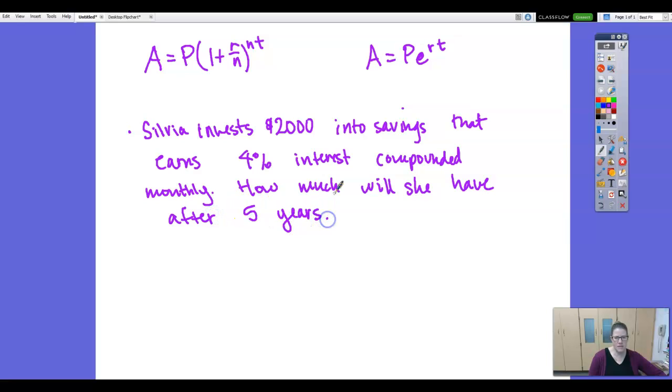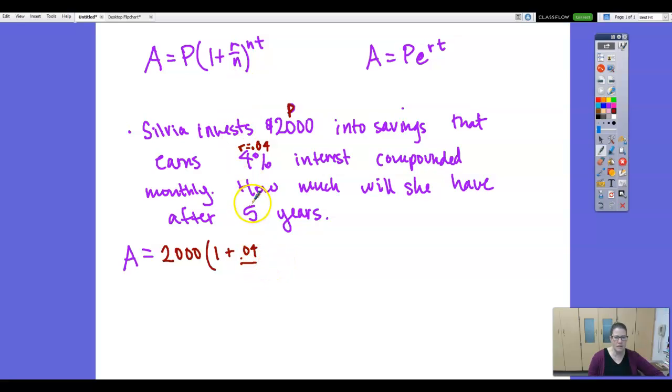Okay, so let's see what would happen if you had $2,000 laying around. You put it in a savings account that has a compound interest of 4%, compounded monthly. So here, A is going to be the amount we're looking for, right? Our P is 2,000, because that's the initial investment. That's how much she's putting in. So I'll put 2,000 out front of our parentheses. We have 1 plus. Then our interest rate is 4%, which means we want to put R as equal to 0.04. We want to change that to decimal form.